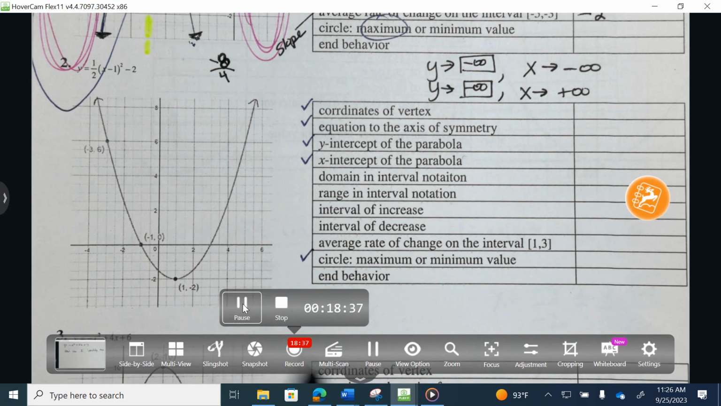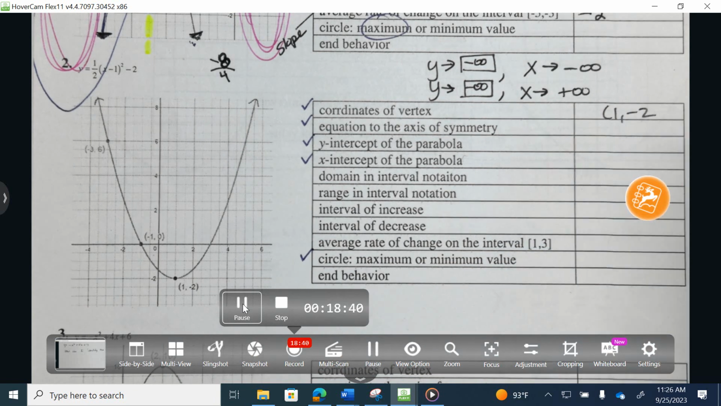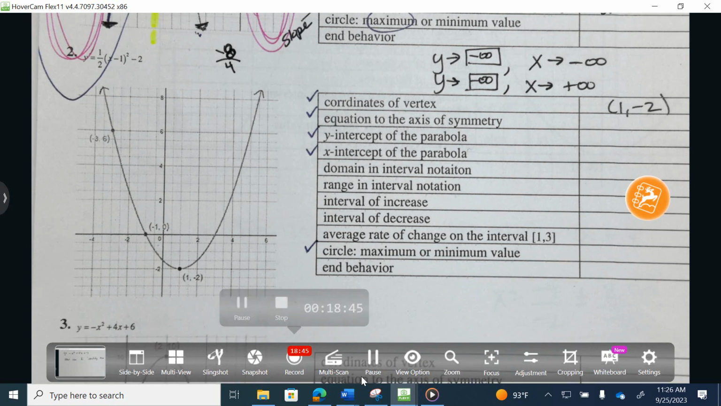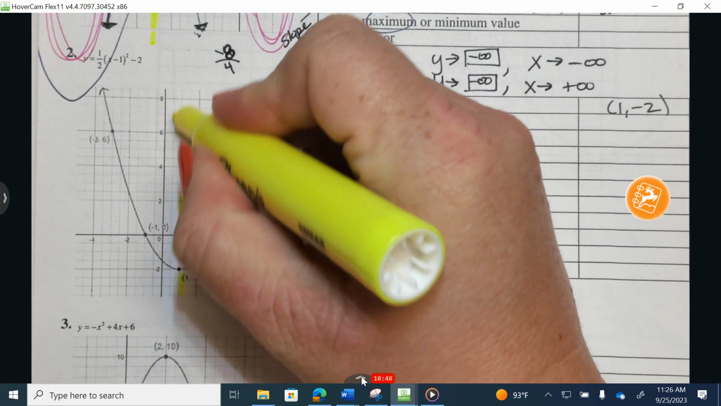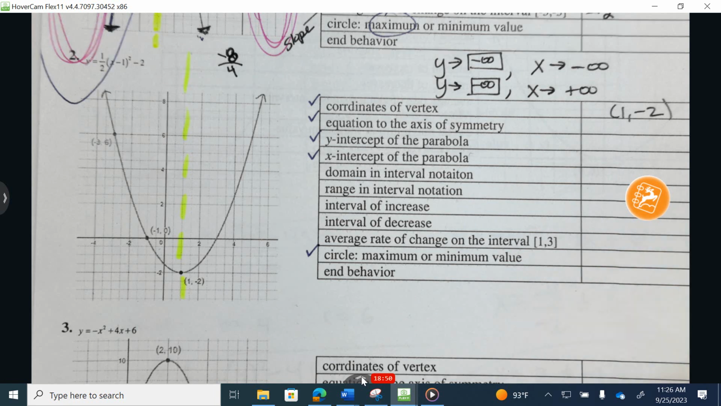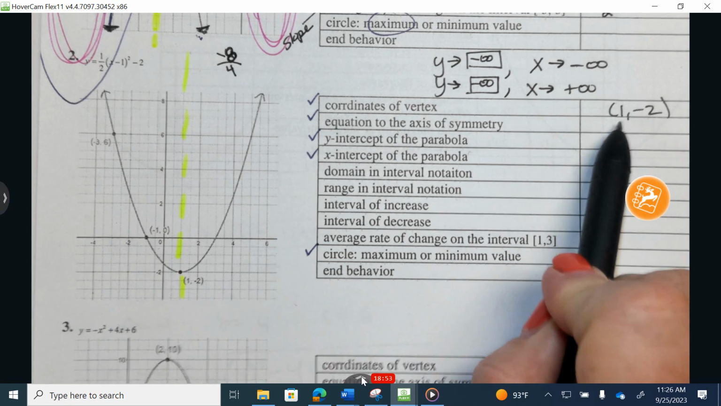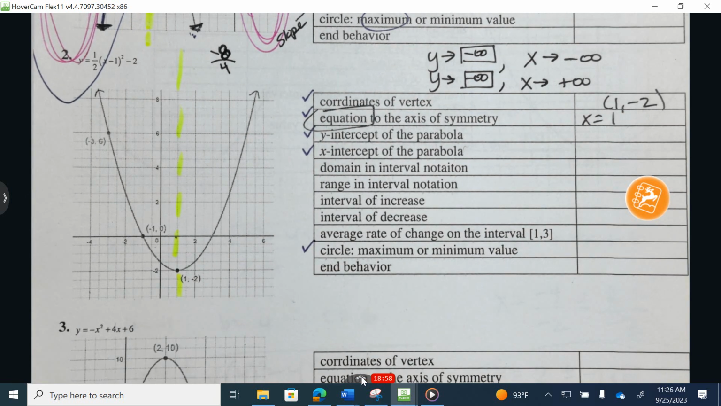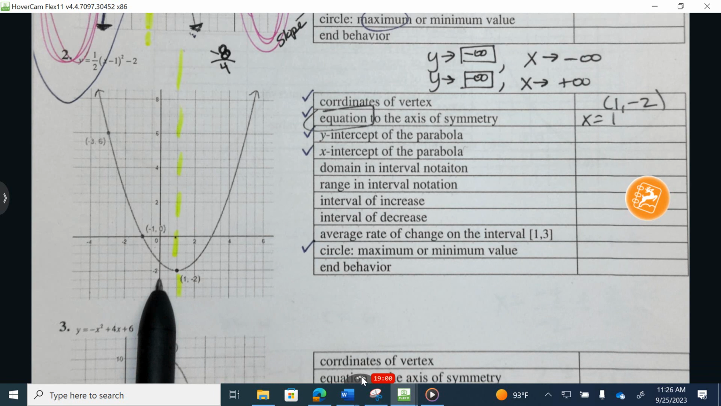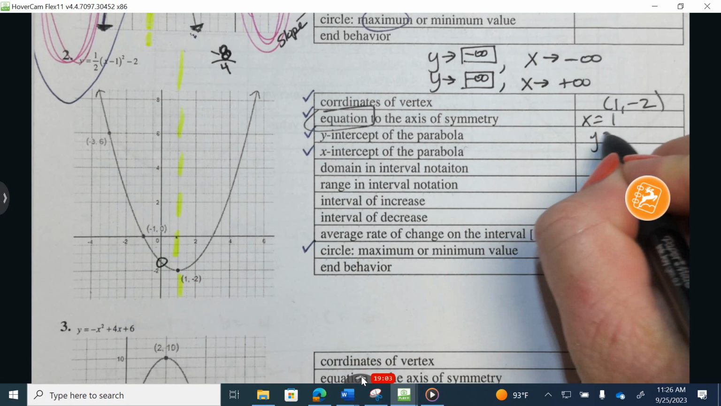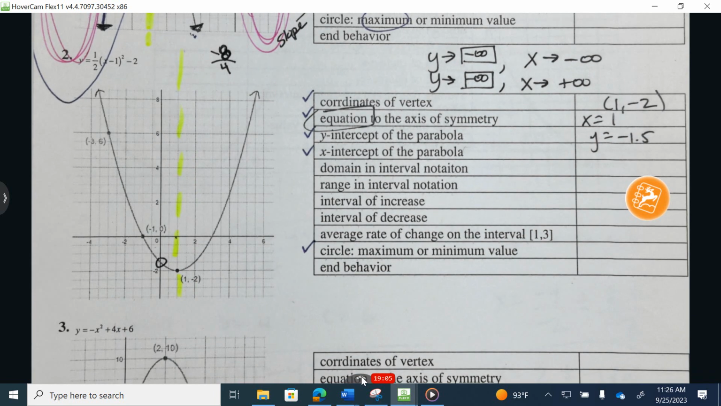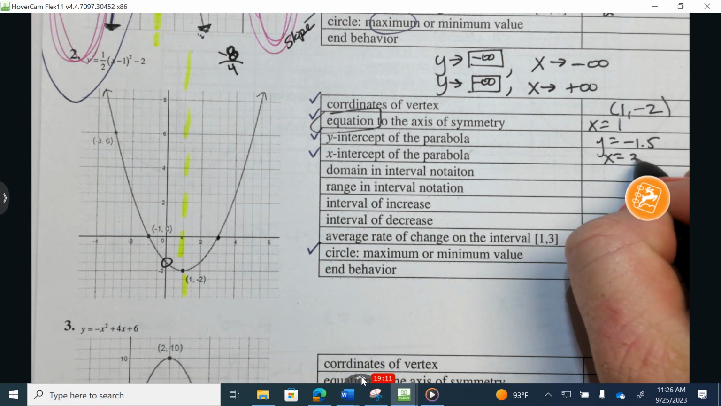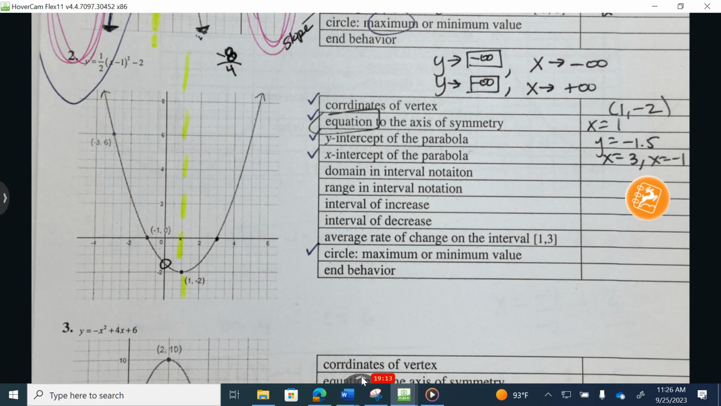So let's start with this vertex. The vertex is given at (1, negative 2). Make sure you have parentheses around those. Next, I'm going to make this vertical dotted line, and it's going to cut that parabola in half. Whatever the x value is will be the value here for the equation, x equals 1. Why? Because it cuts through the x-axis at 1. The y value is y equals negative 1.5. The x's are exact at positive 3 and at negative 1.